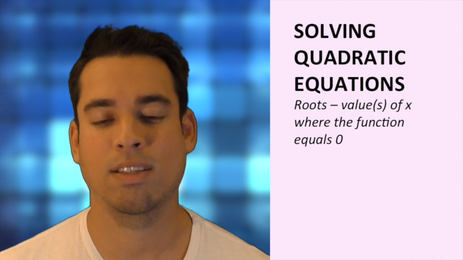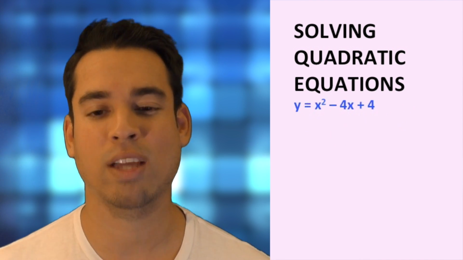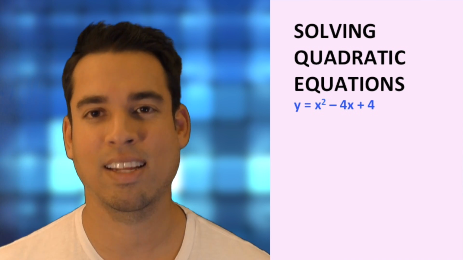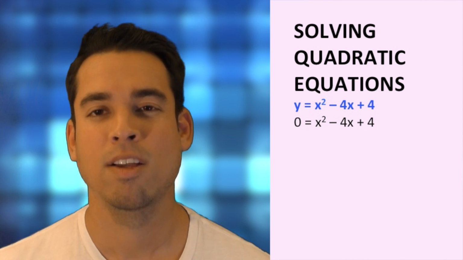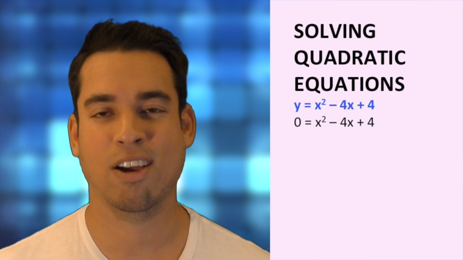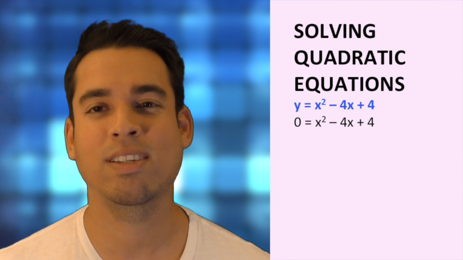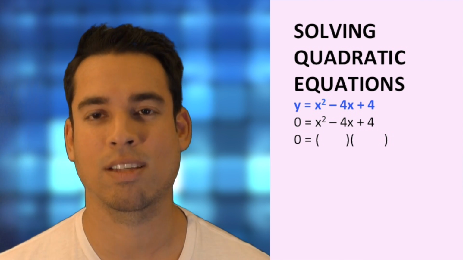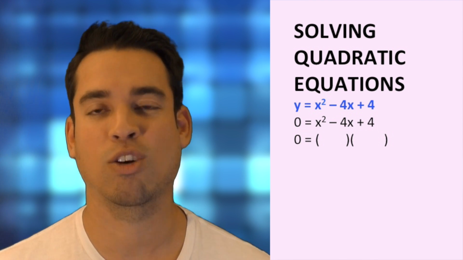So let's take this sample equation. We've got y equals x squared minus 4x plus 4. First, we're going to set it to 0, and then we're going to try and solve it by something called factoring. So let me walk you through the process of factoring. We're always going to start with 2 open sets of parentheses, and we're going to try and fit the numbers and the variables inside that, which if multiplied out will give us our starting equation.